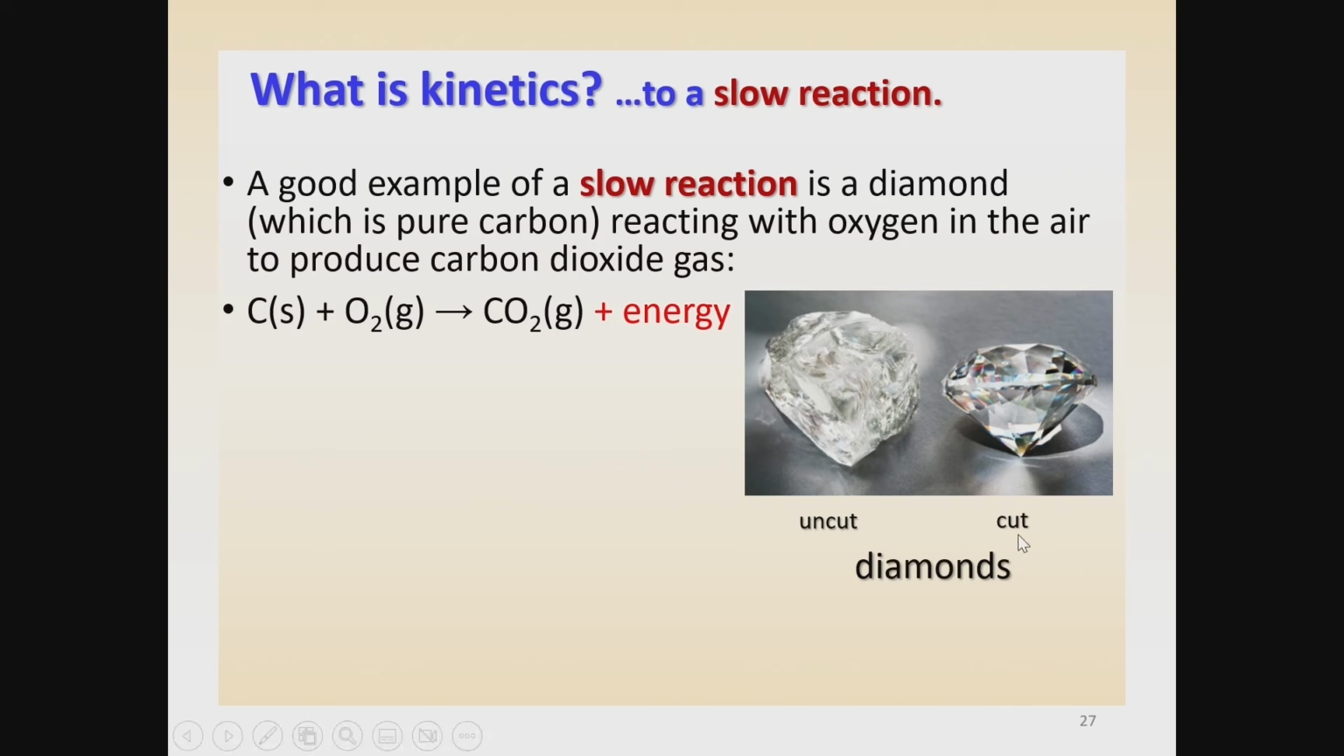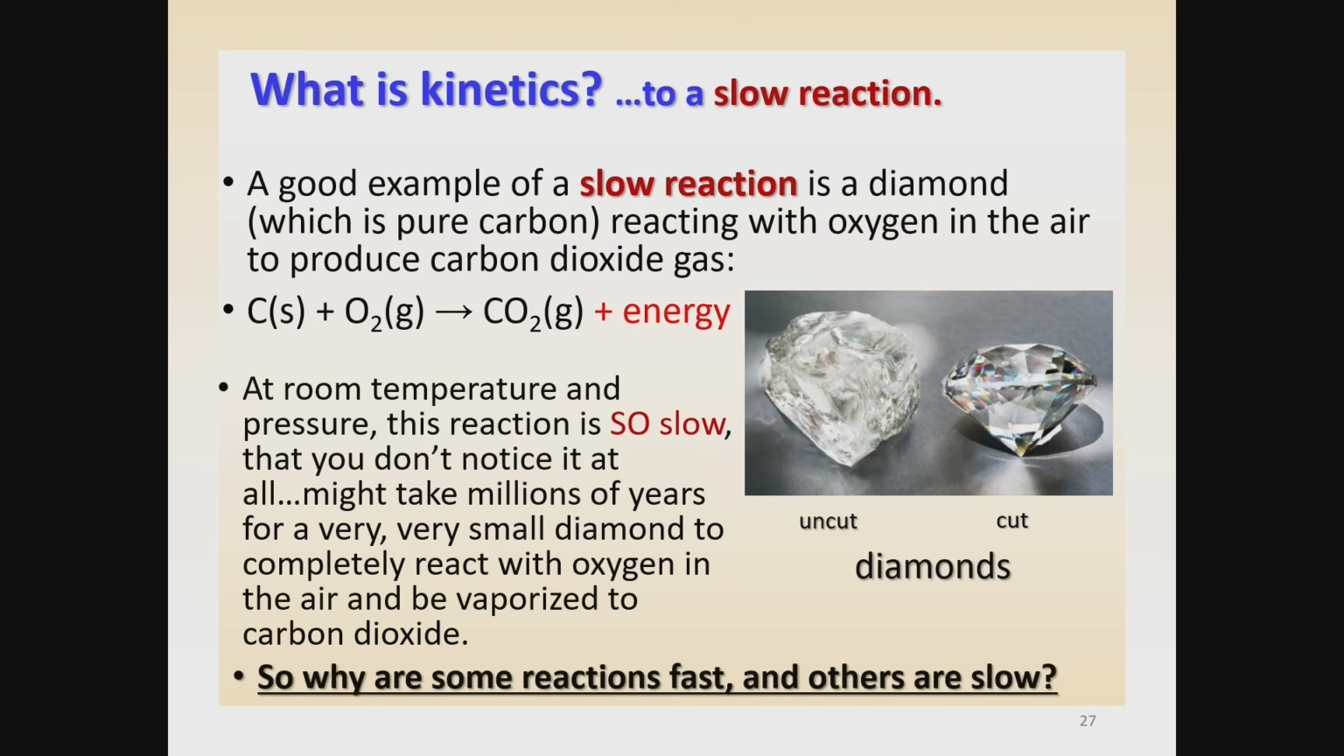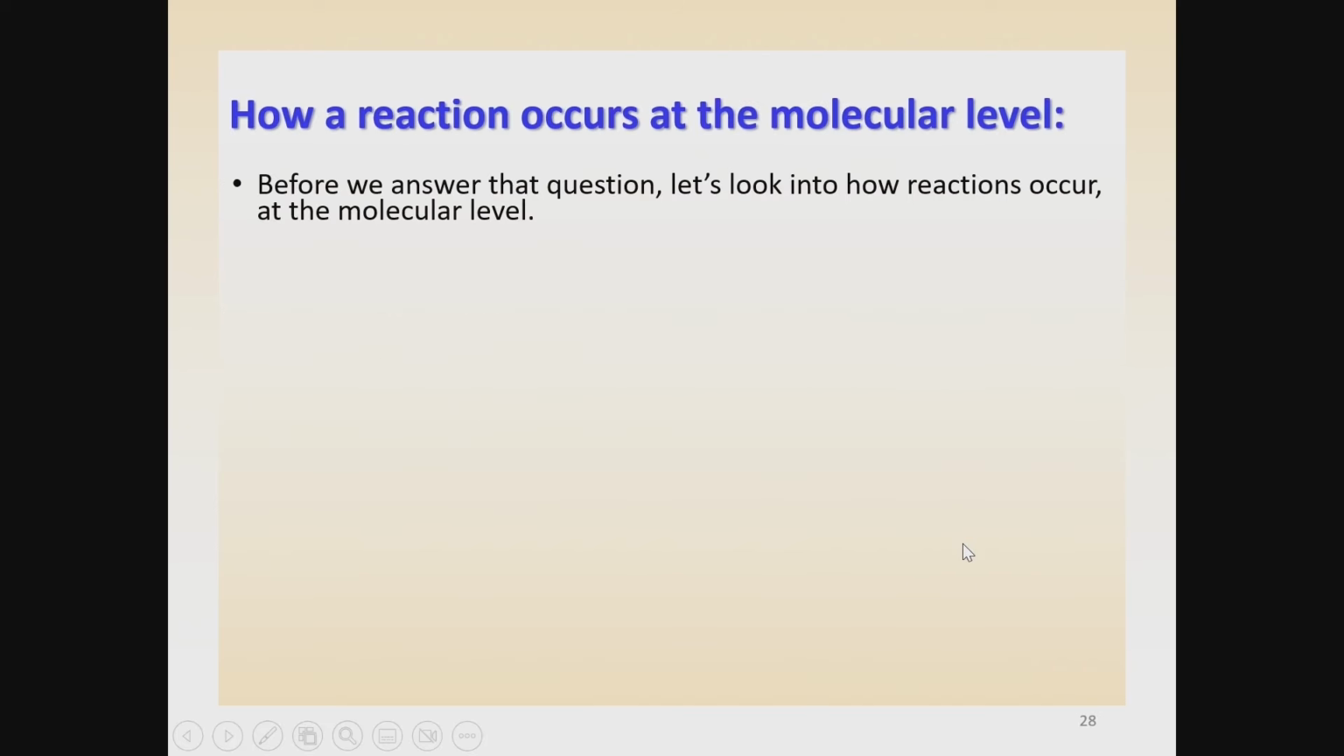And you might be wondering, well, if this reaction is occurring, why have I never seen it? The reason why you've never seen it is because the reaction is going so darn slow that for any diamond of any size, even a tiny one, it's going to take a million years for that carbon to completely react with oxygen in the air to vaporize all that carbon to carbon dioxide. And so that's why you never see the reaction. The reaction is occurring, but it's going on extremely slowly. So that raises this question: why are some reactions fast and others slow? And we are going to try to answer that question.